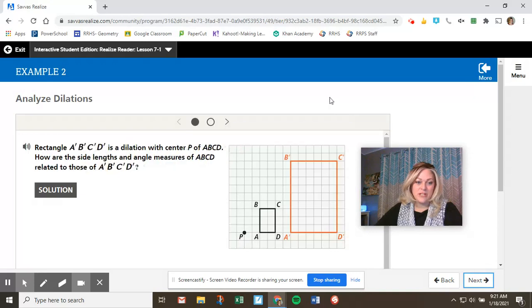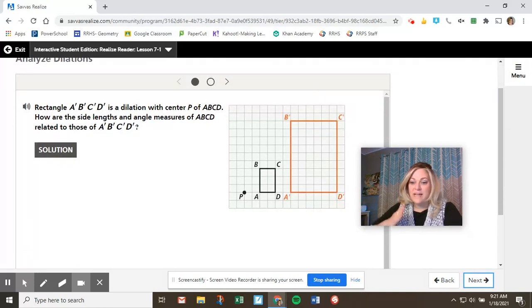Analyzing dilation. So we're going to look at this problem right away. Find the original pre-image and then find the changed image or image. So it's pre-image and image. So ABCD, this is the pre-image because there's no primes. And this one's the image.